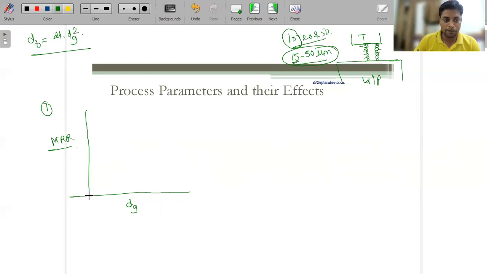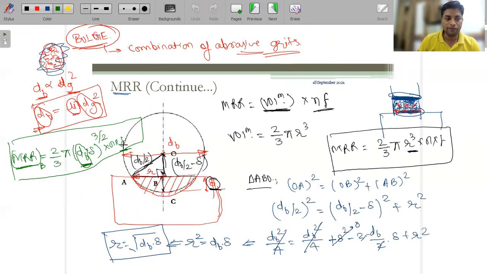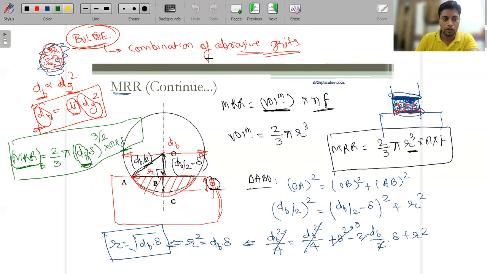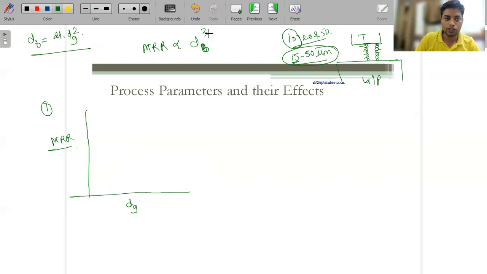Also you can see that the material removal rate is directly proportional, if we are keeping delta and frequency constant, to dB raised to 3 by 2. Or in terms of the grit diameter, when you put mu into dg square, this MRR will be proportional to dg cube in terms of the grit diameter.